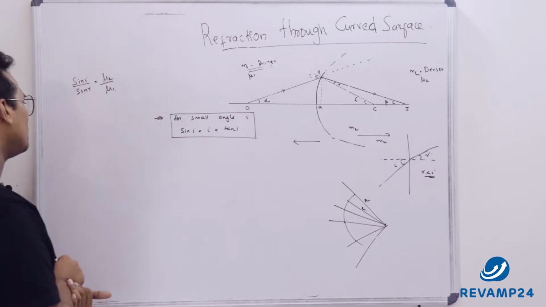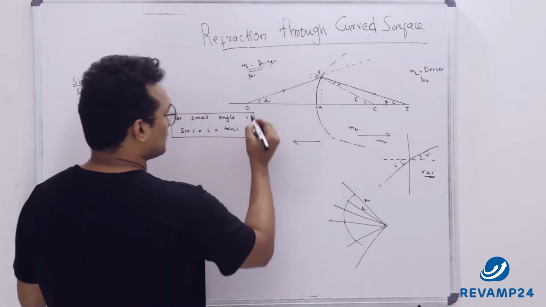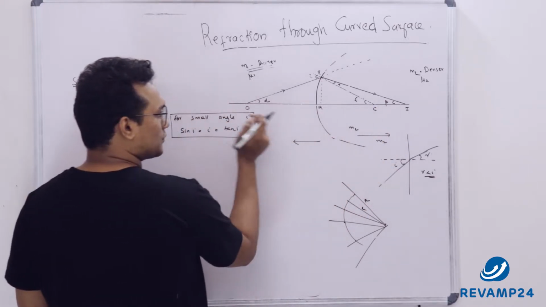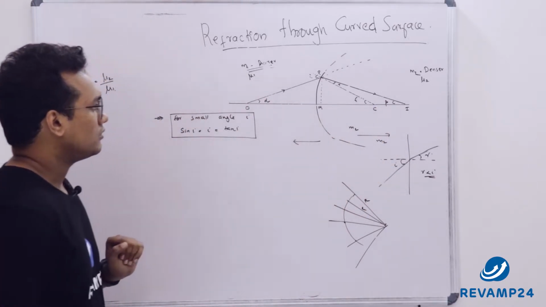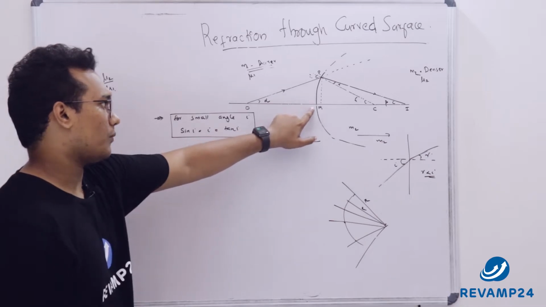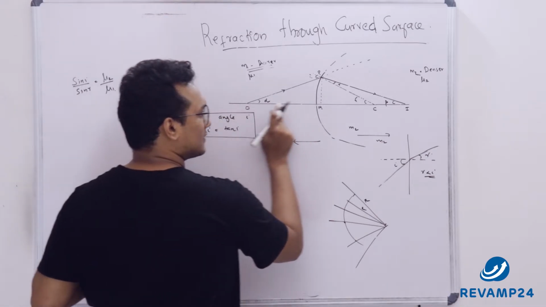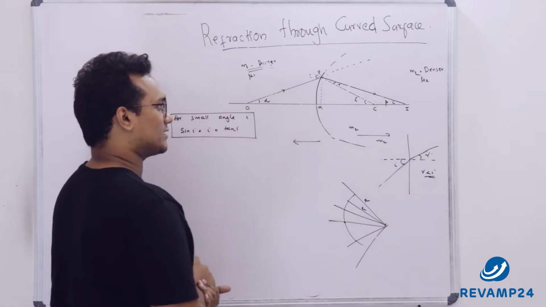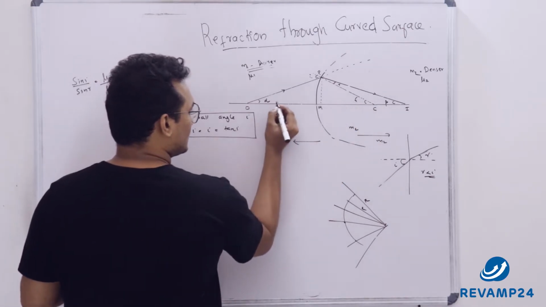Now this is my incident ray, right? And this is nothing but a line which is passing through the optic center. So this one is my optic center, and a line is passing through the optic center, and that is also passing through my center of the curvature. So this line, okay.